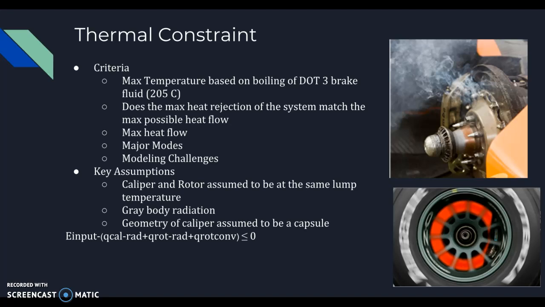For our thermal constraint, this was based on what the max heat rejection of the system would be at its failure temperature, which was determined to be the boiling of the brake fluid. And we wanted to see whether or not this max heat rejection would match the max heat flow into the system under its worst case scenario, which would be a max G braking scenario. For this, the primary assumptions were that the caliper and rotor were treated as a lump body with the same temperature, gray body radiation of both systems, and that the geometry of the caliper was assumed to be a capsule to relate its volume to its surface area.